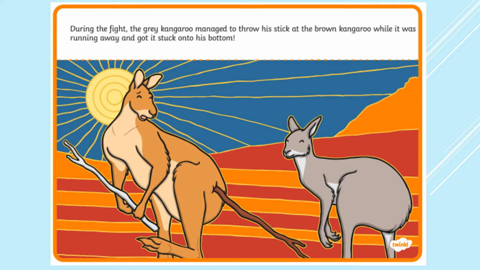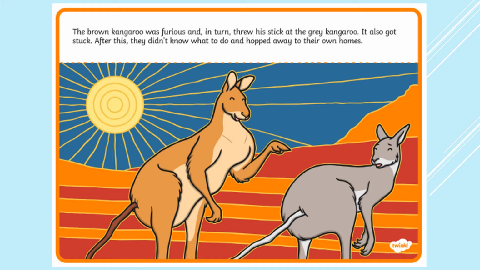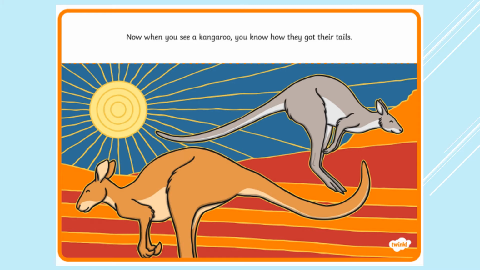During the fight, the grey kangaroo managed to throw a stick at the brown kangaroo while it was running away, and it got stuck onto his bottom. The brown kangaroo was furious and in turn threw his stick at the grey kangaroo. It also got stuck. After this, they didn't know what to do and hopped away to their own homes. Now when you see a kangaroo, you know how they got their tails.